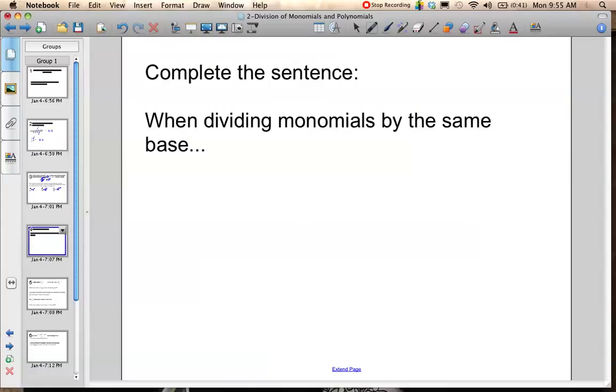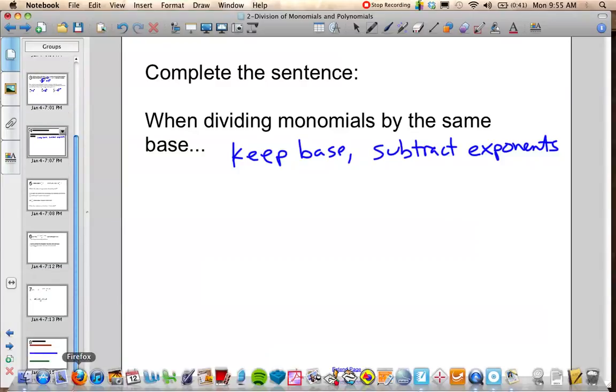So in dividing monomials by the same base, again, we're going to keep the base. And let's subtract exponents. Keep the base and subtract the exponents. That's our plan for today. All right, let's put that into play.